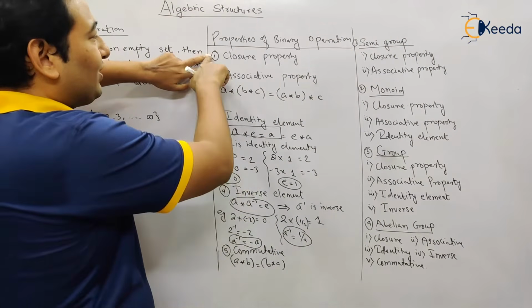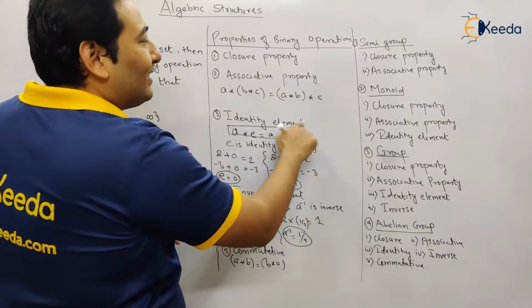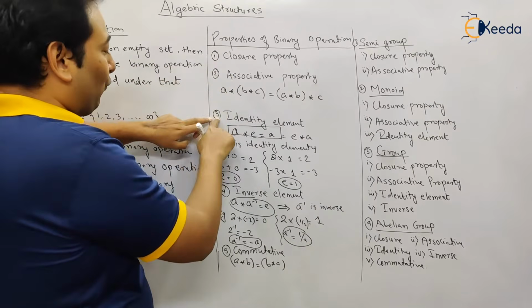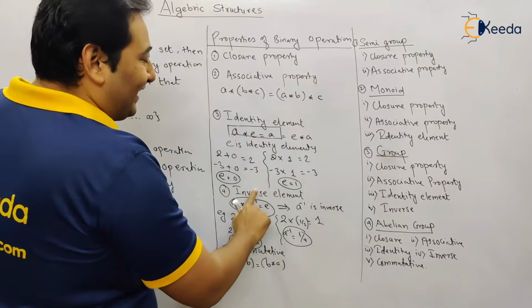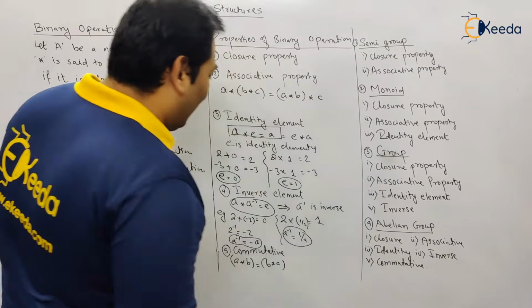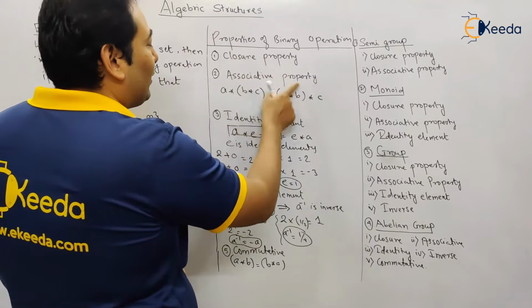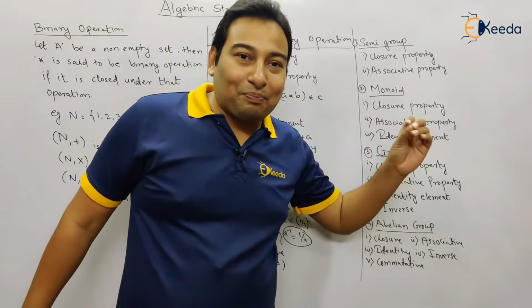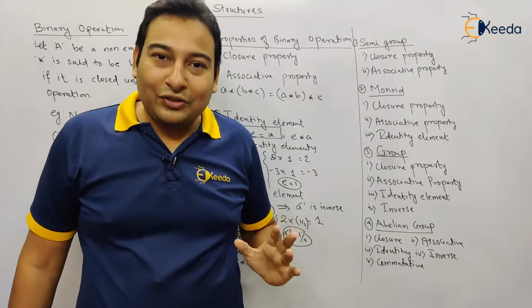If a binary operation satisfies these 3 properties, that is closure, associative and identity, that becomes monoid. If a binary operation satisfies the first 4 properties, that is closure, associative, identity and inverse, then it becomes a group. And if a binary operation satisfies all the 5 properties, that is closure, associative, identity, inverse and commutative, then that binary operation is called an abelian group. Are you clear with this?